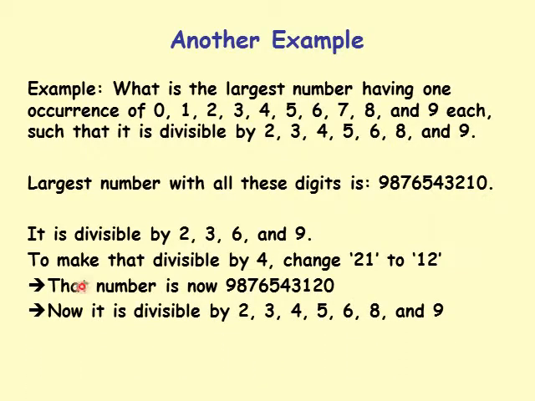Let's continue here. That number after the exchange is now 9876543 instead of 210, we now have 120. Now this number is divisible by 2, it's even. Divisible by 3, as the digit sum is 9. Divisible by 4, where the last two digits are 20, which is divisible by 4. 5, it ends in a 0. 6, it's even and the digit sum is 9. 8, 120, the three digits on the right are divisible by 8. And 9, its digit sum is 9.